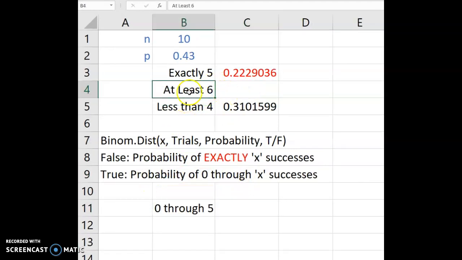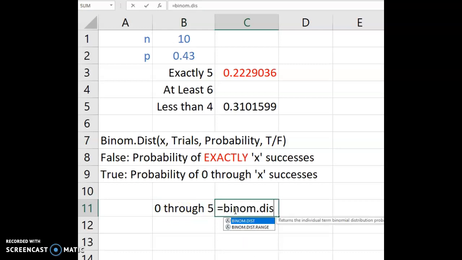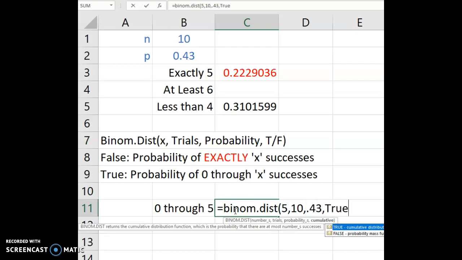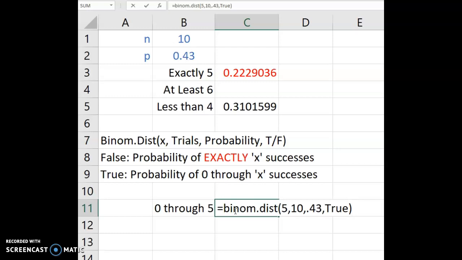So actually, before I figure out at least 6, the easiest way to do this is to first figure out the complement of that, everything not included in 6, 7, 8, 9, 10, and that would be 0 through 5, because Excel can do 0 through 5 with the formula. I would put 5 in here. There's 10 total people we're asking. Probability is 0.43, and true will give me the probability that I get a result of either 0, 1, 2, 3, 4, or 5 people saying they have very little confidence in newspapers.